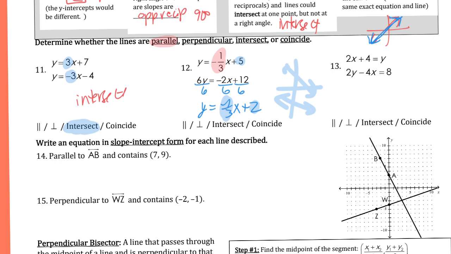The last one, let's get it again into y equals mx plus b. So the top one already is kind of in y equals mx plus b: y equals 2x plus 4, if you just use the symmetric property. And then the next one, we're going to have to plus 4x.